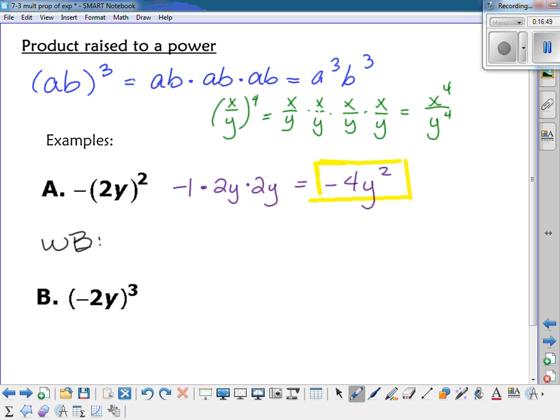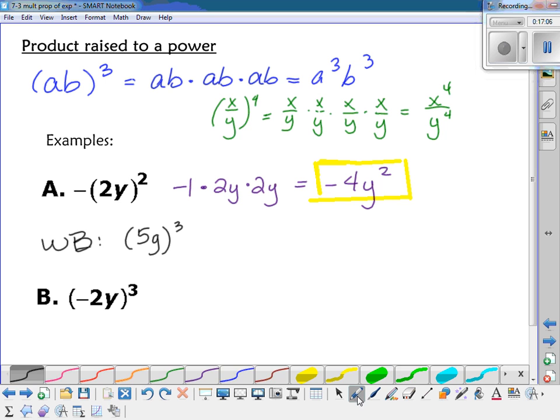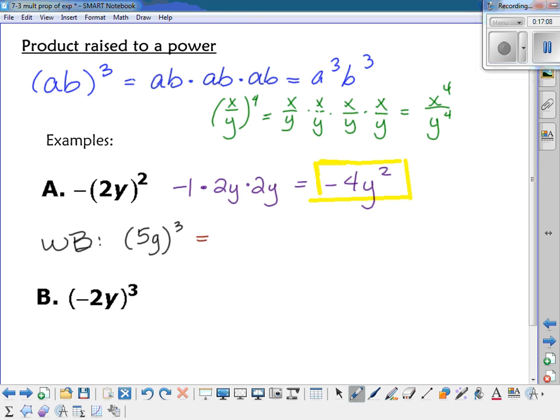So on your whiteboards, I would like you to do 5g to the 3rd power. And multiply it all the way out. Okay, so that's 5g times 5g times 5g. 5 times 5 times 5 was what? 125. And then we have g cubed.